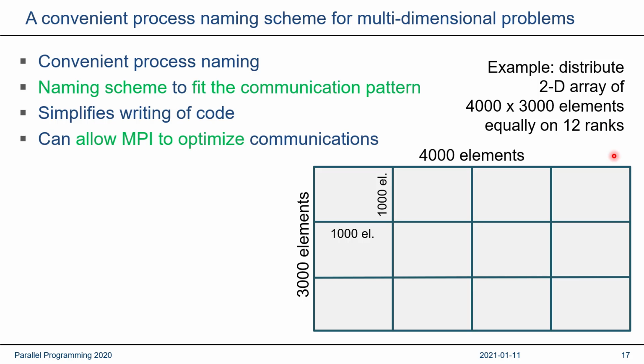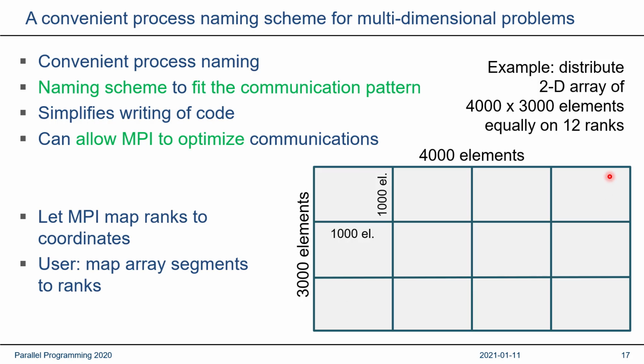So here's an example. Let's say we have a simulation volume, a 2D array of 4,000 elements by 3,000 elements, and we cut it into chunks of 1,000 by 1,000 elements. And these 1,000 square element chunks should be mapped equally to 12 ranks in a 4 by 3 grid. So this is a very common setup, and of course the details may change. They may not all be the same size because the overall size of the data structure may not be a multiple of the subdomain size in either direction, and all sorts of complications can occur, but this is the basic setup.